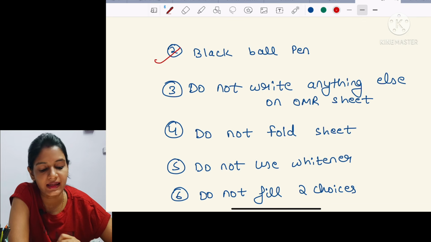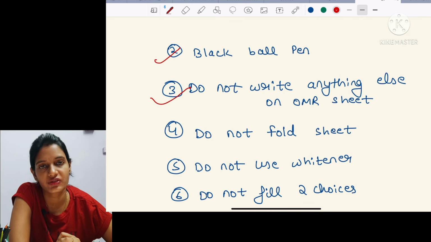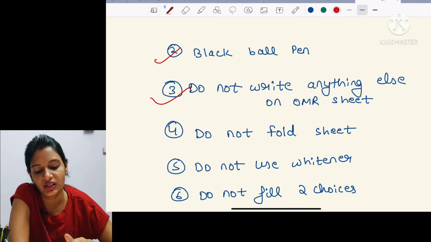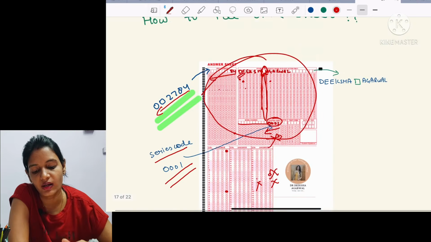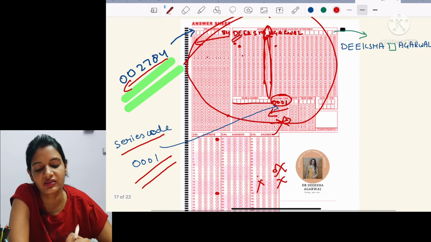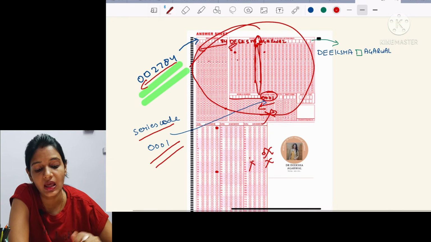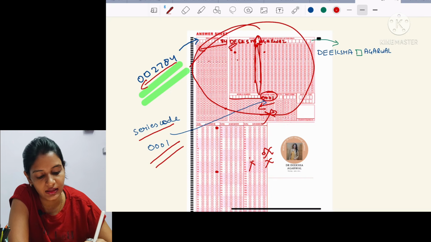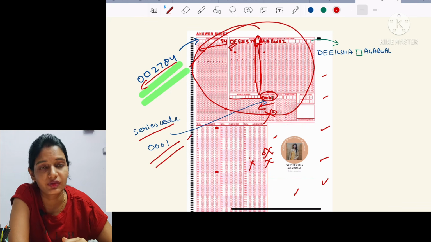Next is do not write anything else on the OMR sheet. You have this OMR sheet with you. If you are asked the roll number and everything which I have discussed, you just have to mark this only. Do not write anything here in the space provided. If you do anything here, then it will reject your OMR sheet.